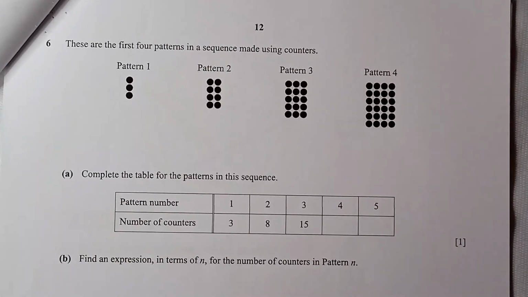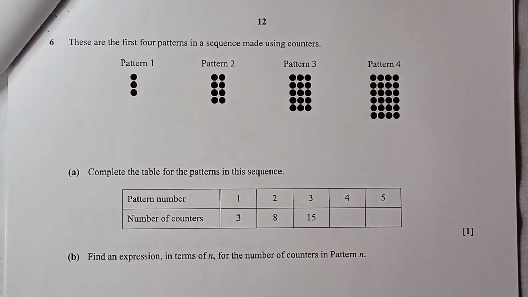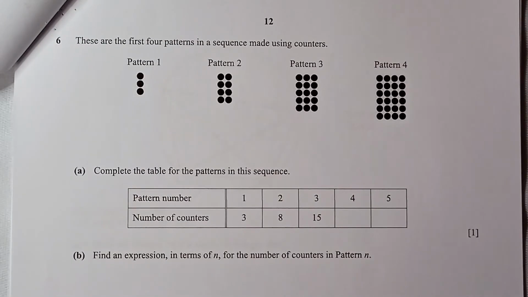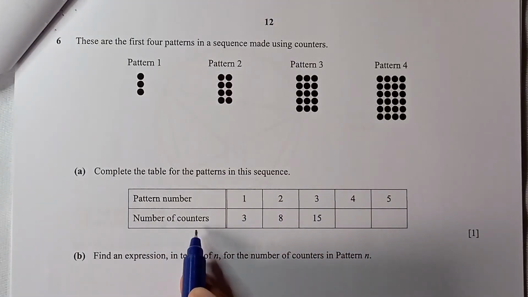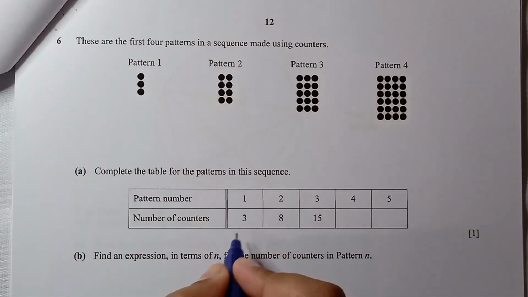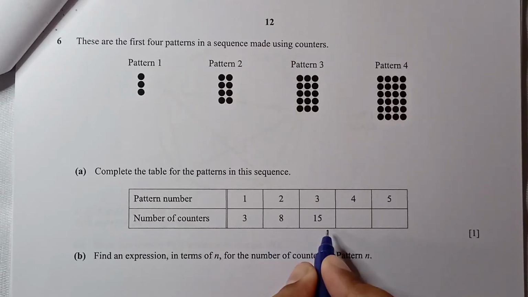Question number 6. These are first 4 patterns in a sequence made using counters. So we have a pattern 1, 2, 3, 4. In A part, complete the table for the patterns in this sequence. So we have given the pattern numbers 1, 2, 3, 4, 5 and the number of counters. We need to find the number of counters. So for first, we use 3 counters, for second 8, for third 15.